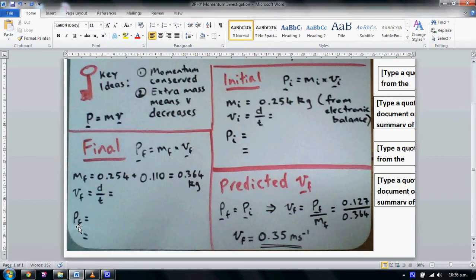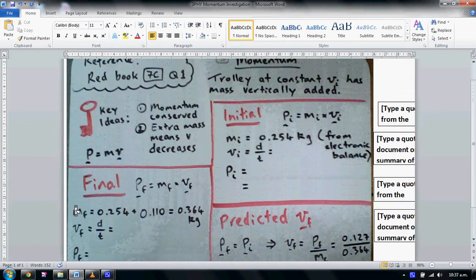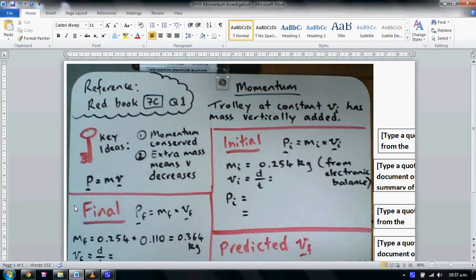Yesterday in physics, while everyone was doing Valentine's Day stuff, we had a bit of a go at an experiment, again using the video from my cell phone to find out what the velocity of an object was. In this case, it was in relation to your red book, chapter 7, 7C, question number 1, where there was a trolley at a constant velocity, and then the rain was falling into the trolley, and it was investigating the momentum changes, if any, and the speed changes, if any.